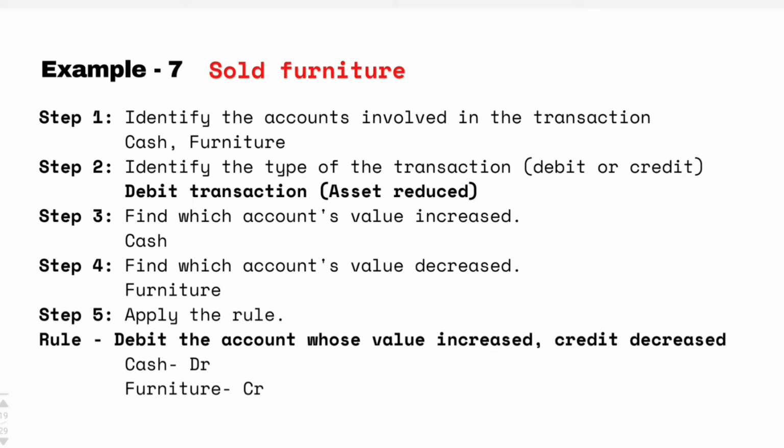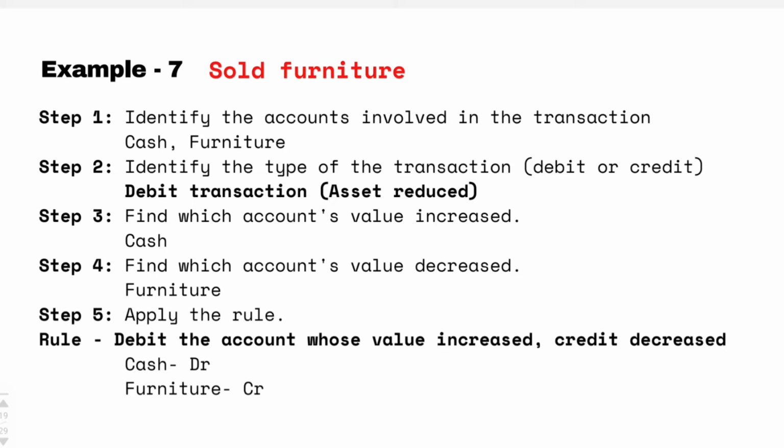Now, the other one, selling furniture. When you buy furniture, you're creating an asset. Just like withdrawing from bank was a reduction in your asset, selling furniture is an asset reduction. Yes, money is flowing into your business, but the reason why money is flowing in is because you have sold your asset. Your asset decreased. So it is a debit transaction. Two accounts involved, cash and furniture. Whose value decreased? Furniture's. Furniture reduced means furniture should be credited and cash should be debited.